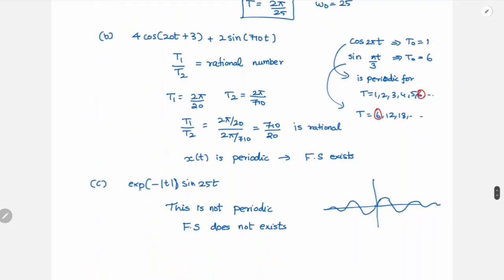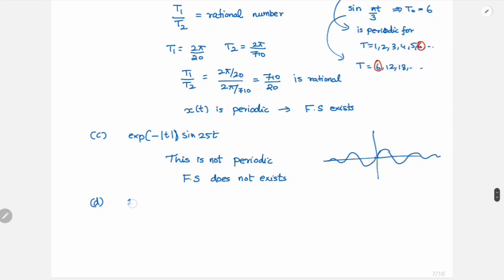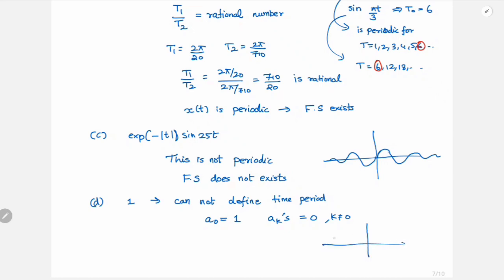So let's check out the last one also. For D, for a constant, we actually cannot define a time period. But can Fourier series exist? Yes, right? Such that a naught is only 1 and all other a k's are 0 for k not equal to 0. So the Fourier series still exists, right? Even though the time period is not defined. Why is this so? Because if it is a constant, any time period will apply.